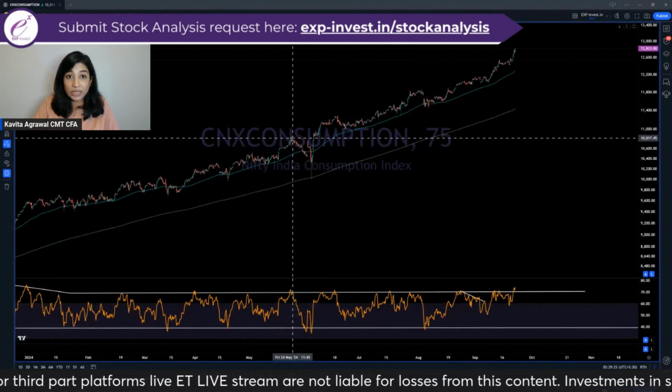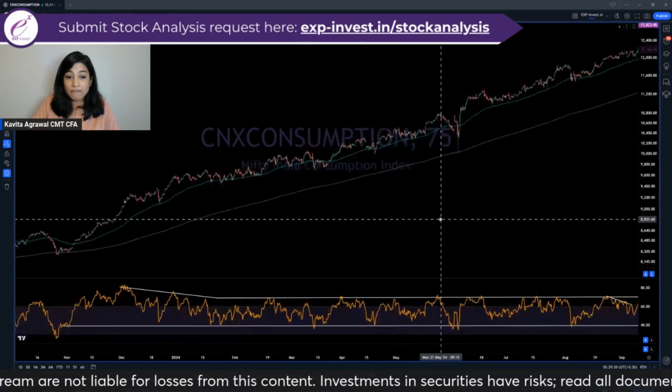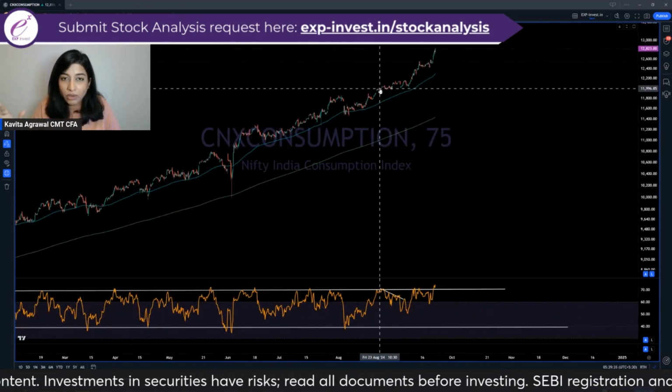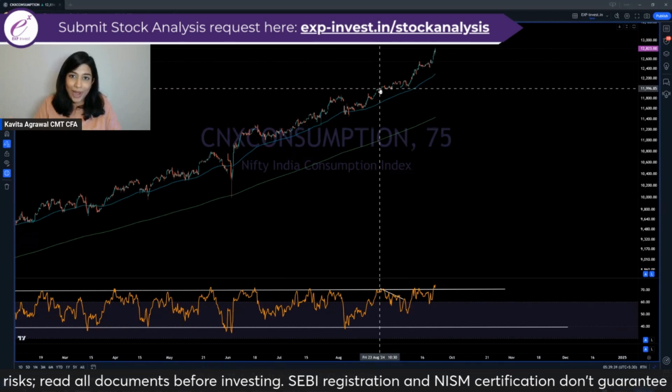Consumption sector, when it corrects, it takes very sharp, fast corrections, and then rally dene mein bahut time lagta hai. That is something that I don't like about the sector. When it goes up, it's a slow mover. When it comes down, it's a fast mover. So I don't like that.